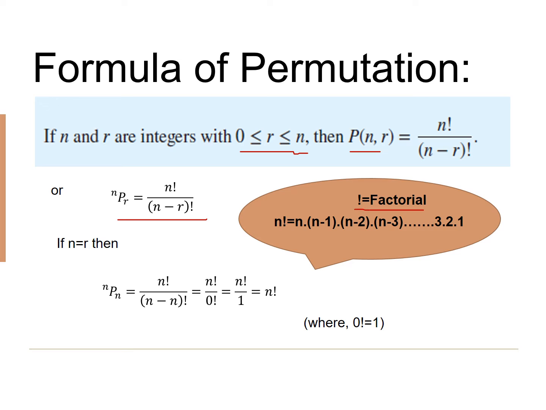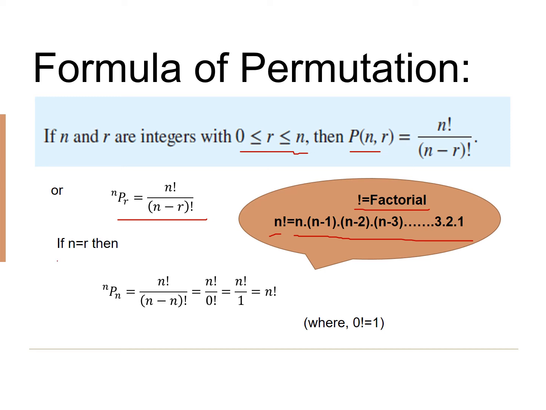sign represents the factorial sign, and n factorial means you multiply n with all its predecessors till 1, like n minus 1, n minus 2, n minus 3, and so on down to 1. If you are going to find the factorial of 5, then 5 factorial will be equal to 5 multiplied by 4 multiplied by 3 multiplied by 2 multiplied by 1. Factorial means the multiplication of a number with all its predecessors till 1.